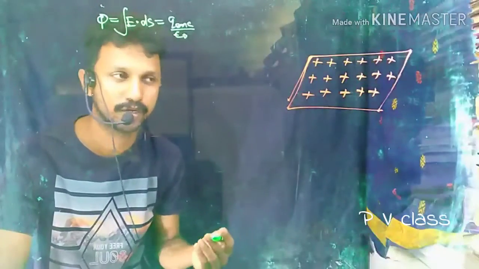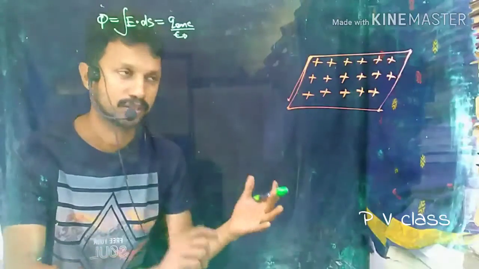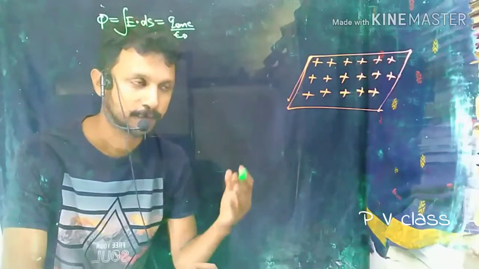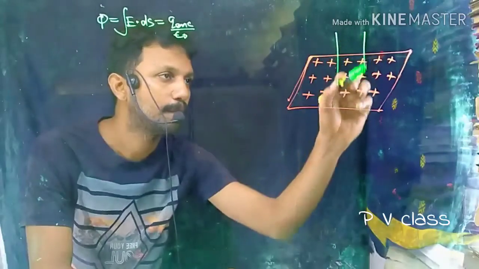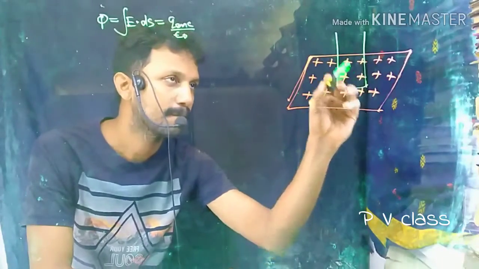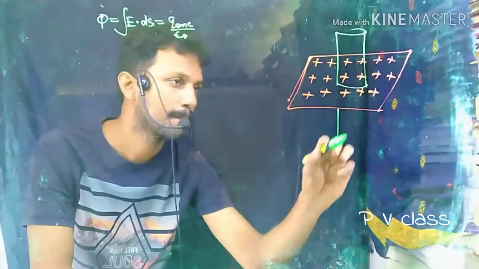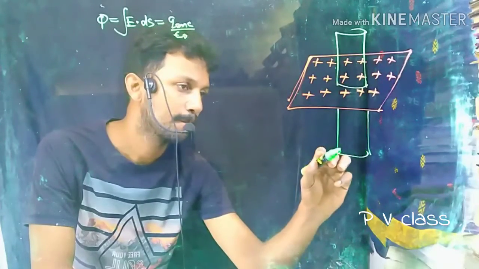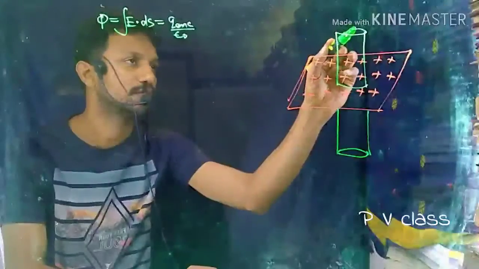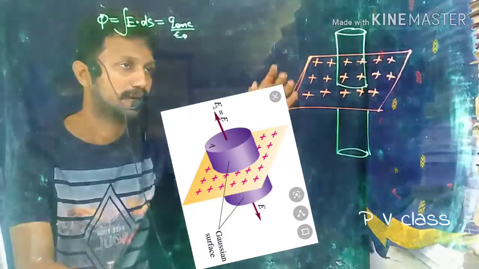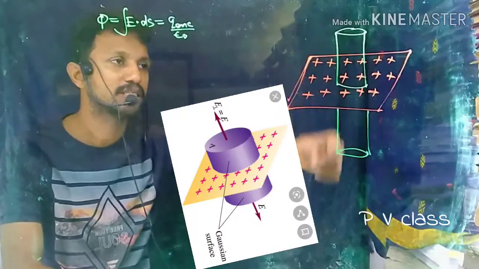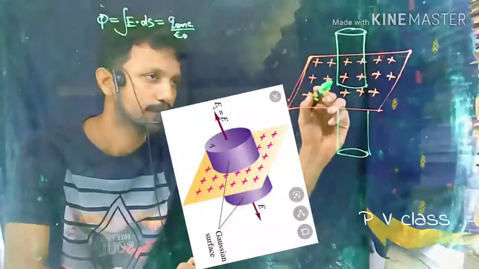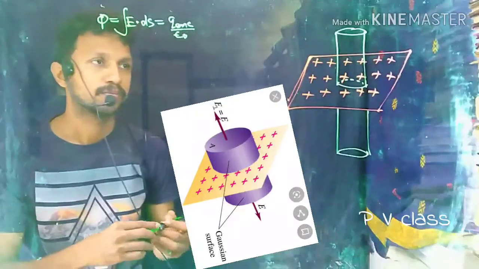For that, we require a closed surface, that is, a closed Gaussian surface is required. We are taking a Gaussian surface in the form of a cylindrical pile like this. This is the Gaussian surface that we are considering. It is a cylindrical pile. What you should assume is it is a cylinder which is penetrating through the sheet like this, and we are taking this Gaussian surface into consideration.